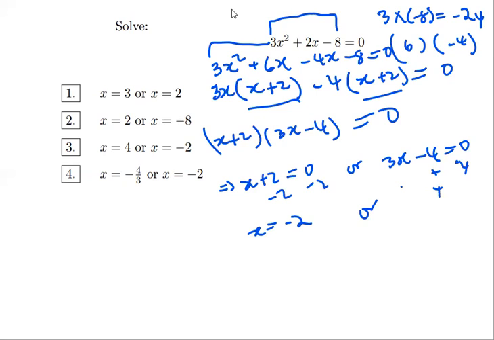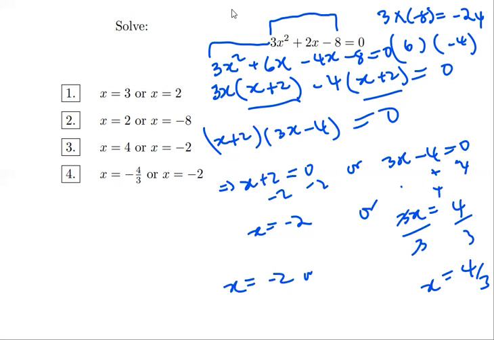From this, we can subtract 2 on both sides here, and we get that x equals -2, or if we add a 4 on both sides, we get that 3x equals 4. And if we divide by 3 on both sides, we get that x equals 4/3. So our answer is x equals -2, or x equals 4/3.